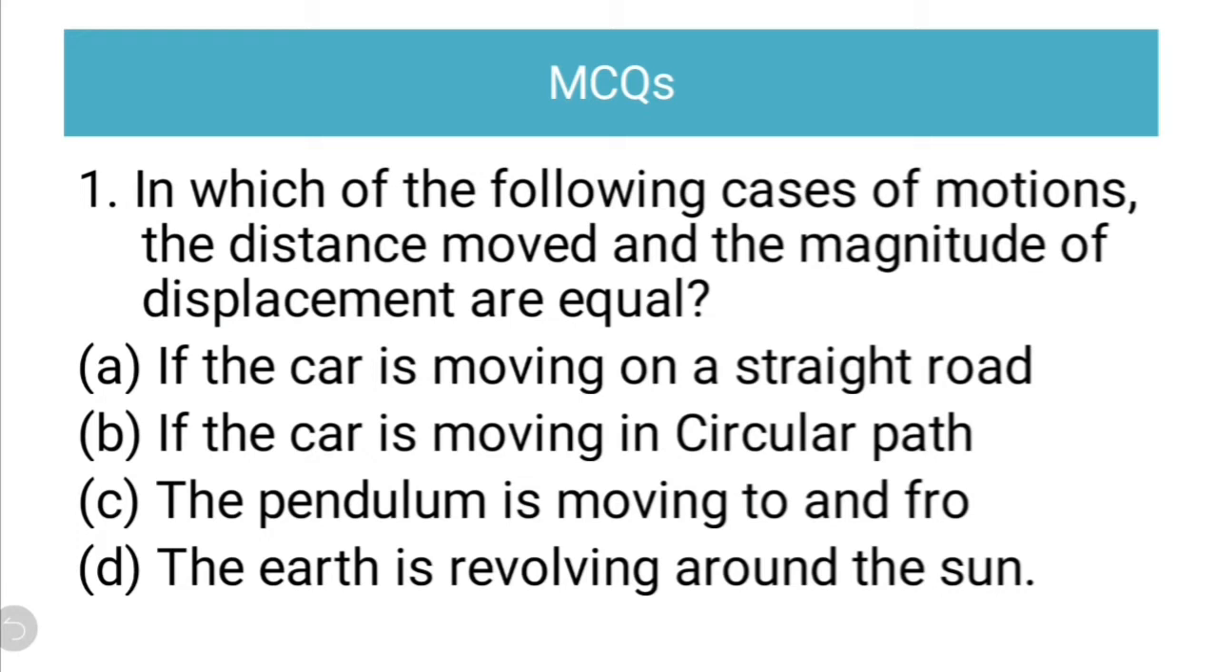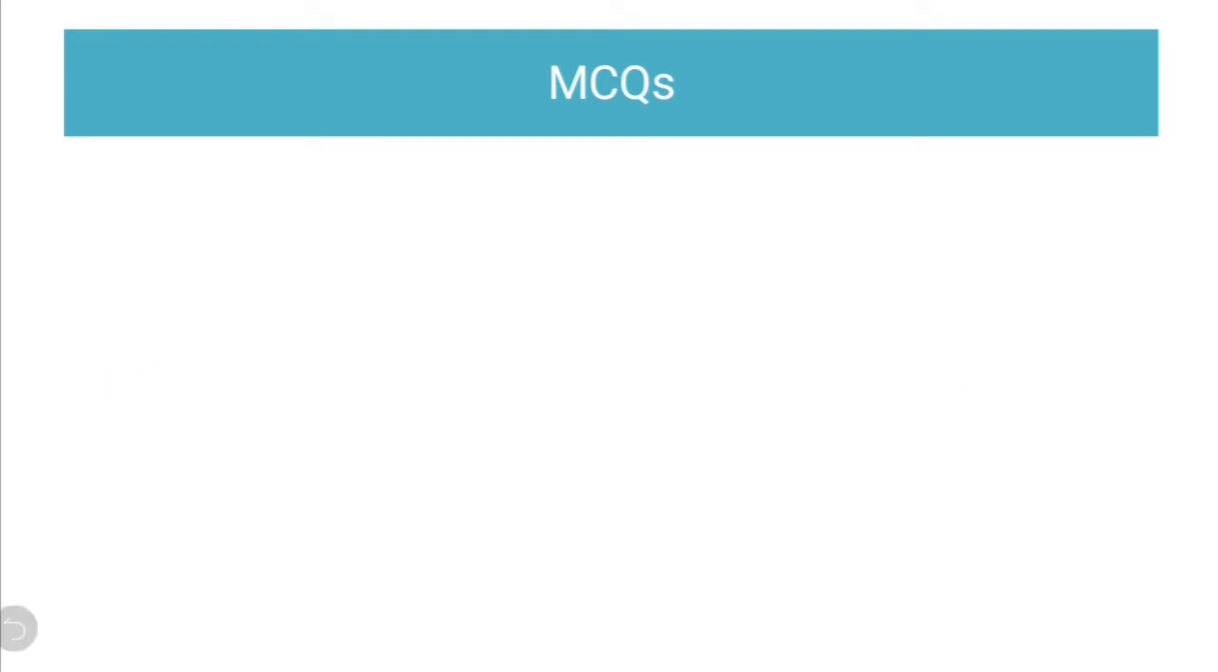So obviously the option A, which is if car is moving on a straight road, this one is a correct option, because here the chances are more that distance and magnitude of displacement are equal. So A should be the correct answer. Let us move on to the next question.